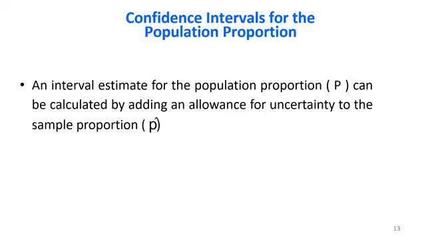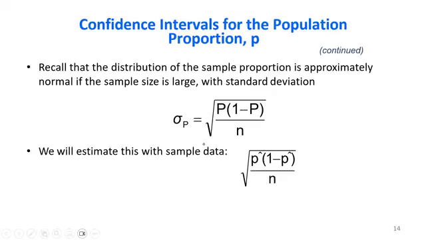Okay. So the interval estimate for the population proportion can be calculated by adding an allowance for uncertainty to the sample proportion. So what is that uncertainty here? It is nothing but a margin of error. That uncertainty which is coming out because of the sample is something we are trying to measure, and that uncertainty we are adding to our point estimate. Okay. So now let's see, for this proportion, what is the formula?